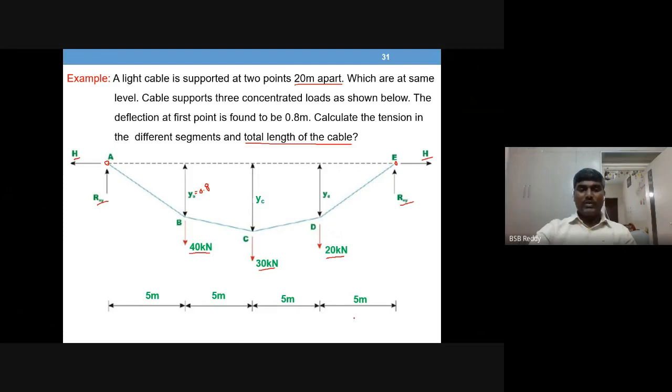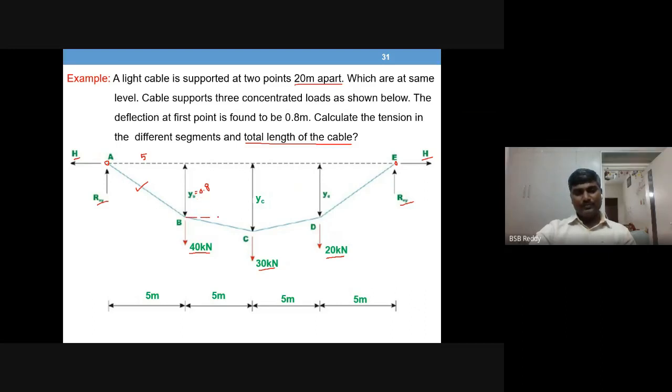Twenty is the horizontal distance between the two supports A and E. That is not the length of the cable. That is only the span of the cable. The span means nothing but the distance between the two supports. That is what we call span. So what is the length of the cable? You shall calculate the AB length. How do you get it? This is 5 meters and 0.8, so you get this value: square root of 5 squared plus 0.8 whole squared.